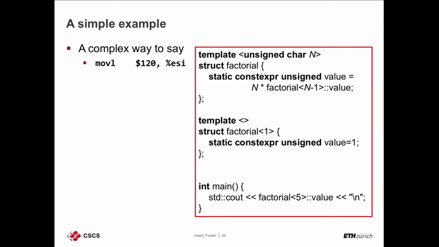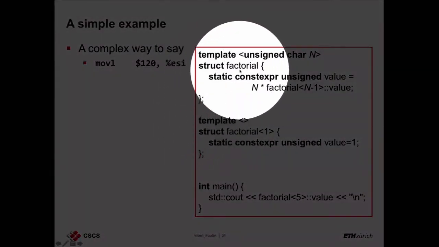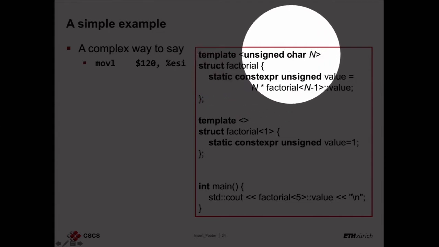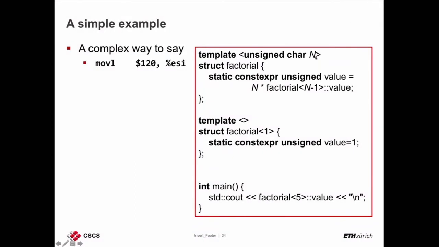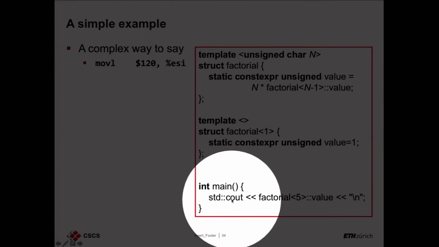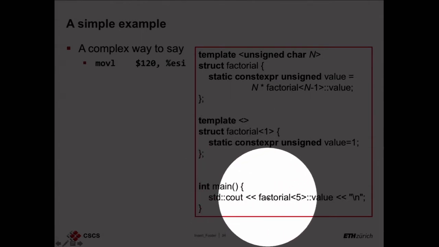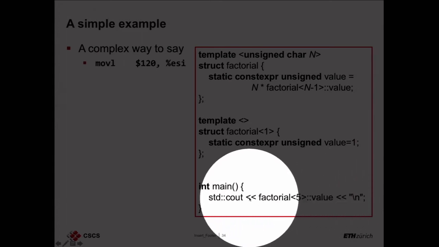Now, suppose that I just want to show this small example. I have a struct, which is a factorial. I call it factorial, which takes an unsigned char in input as a non-type template argument. And now I want to say std::cout factorial<5>::value. I want to print this value out.